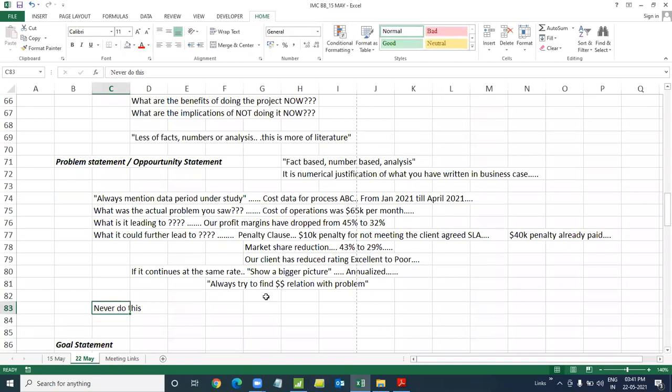That's what you're going to keep it separately. Never do this. Never suggest a possible cause or solution. Never ever do that, because if you tell them that the cost of operation is very high because of this problem, you would never get a project for that.